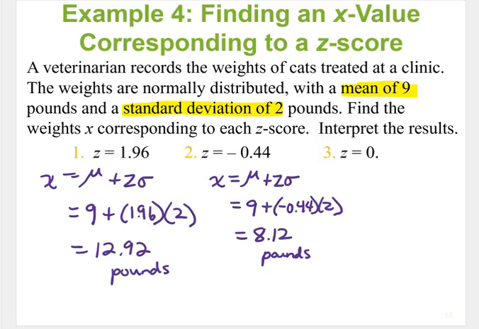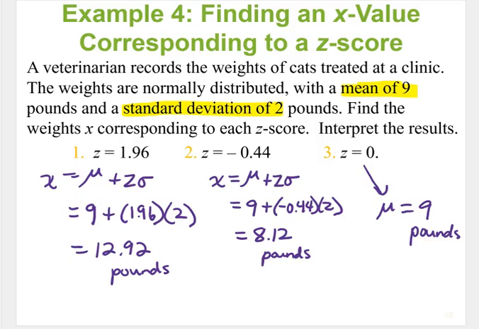All right, and my last one, z is 0. If your z is 0, remember, that means you are the mean. So any cat that has a z-score of 0 means that they weigh 9 pounds exactly. They are the mean weight for those cats. All right, so again, thinking holistically, like think about the problem as a whole.